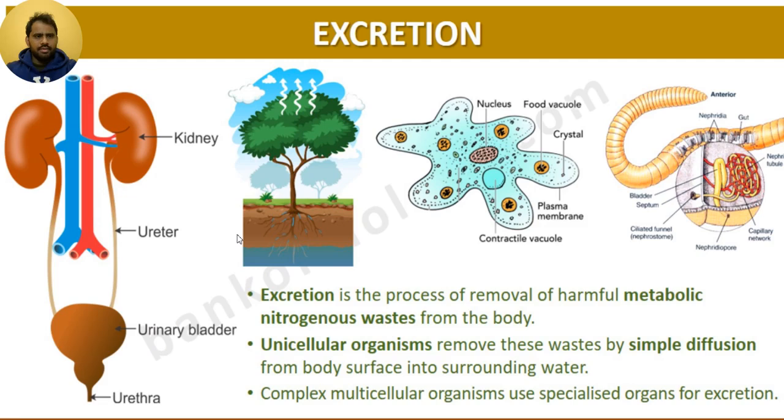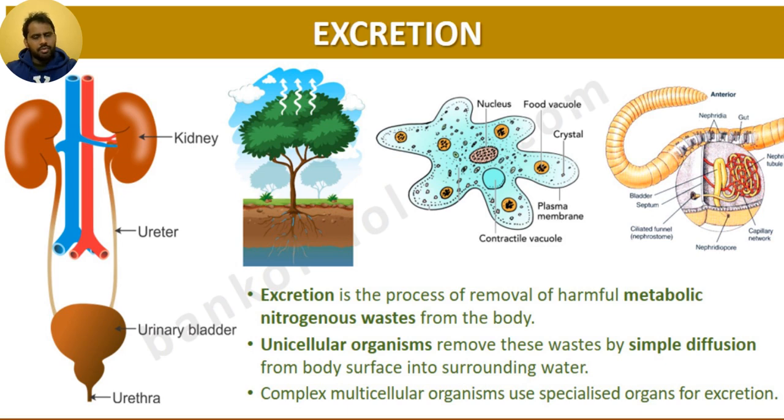Let's go ahead and try to understand the last part of this chapter, that is excretion. What is excretion? What all constitutes the excretory organs of the human body? First of all, the kidneys. We have a pair of kidneys. Kidney is a bean-shaped organ. We have a ureter, a urinary bladder, and a urethra. That is the excretion system in the human body.